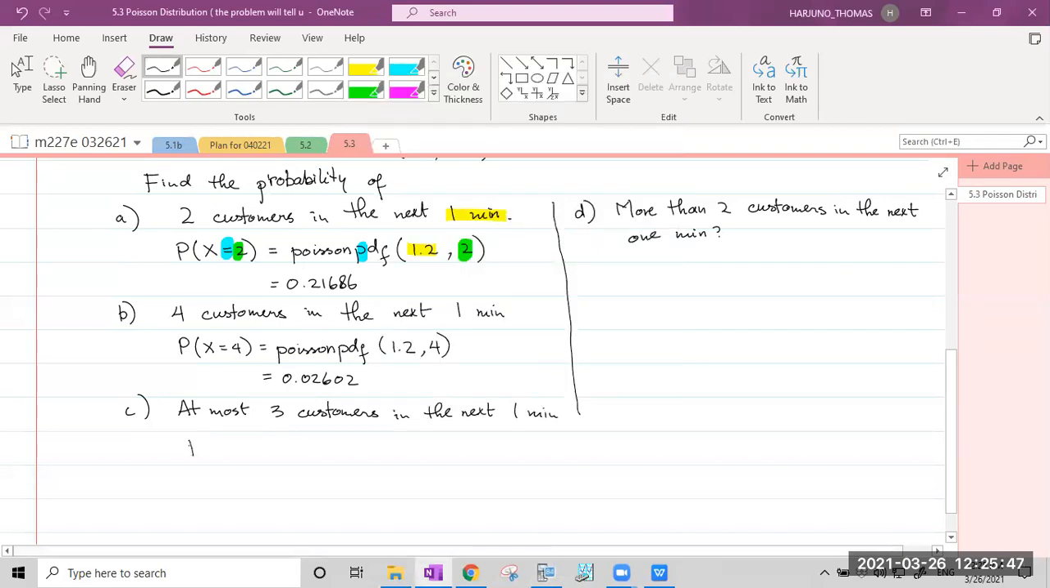3 customers in the next 1 minute, probability X is at most 3, as you can expect, because it is at most 3, up to 3, then we will use Poisson Cdf. The average for 1 minute is 1.2, and you want that to be up to 3.